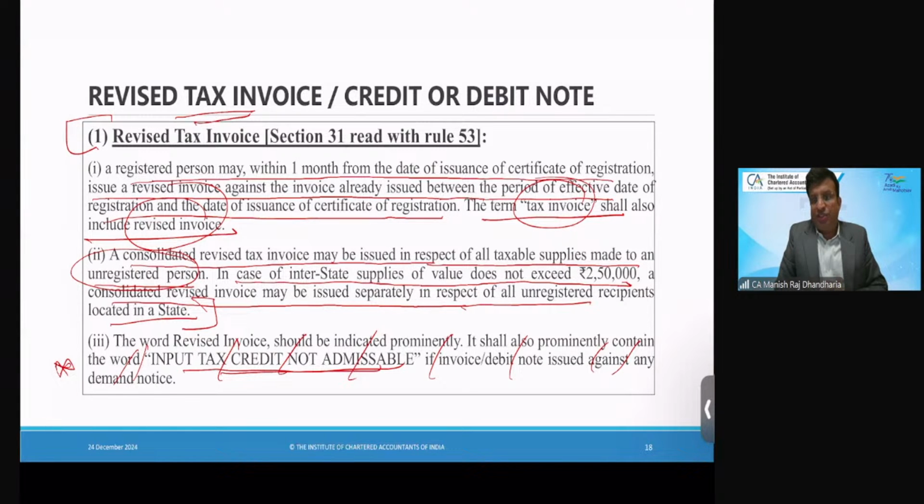Yes, late registration is there. On that, they have to pay the interest.